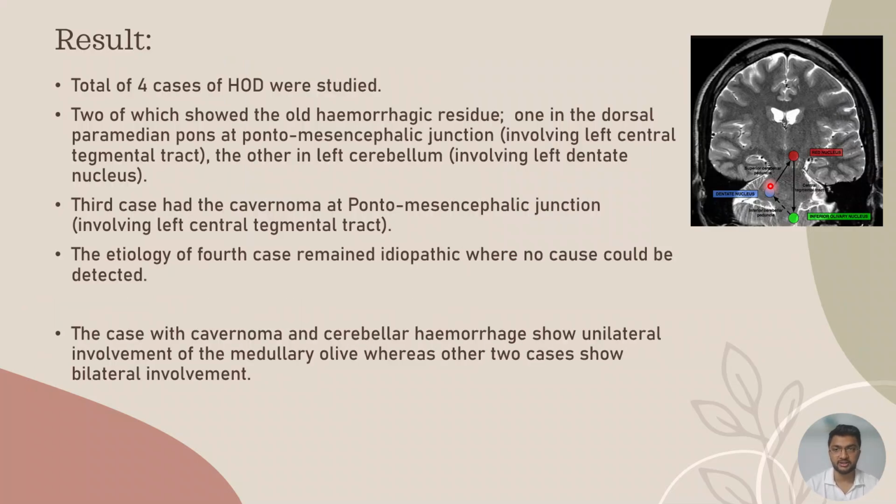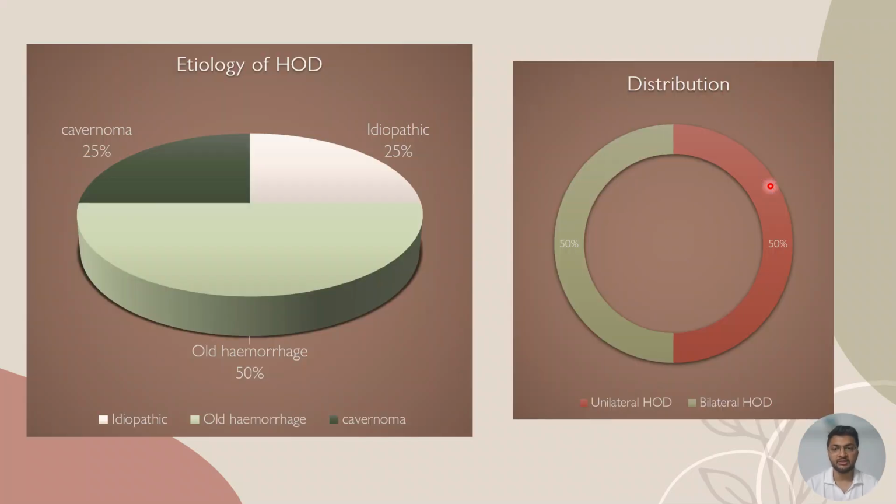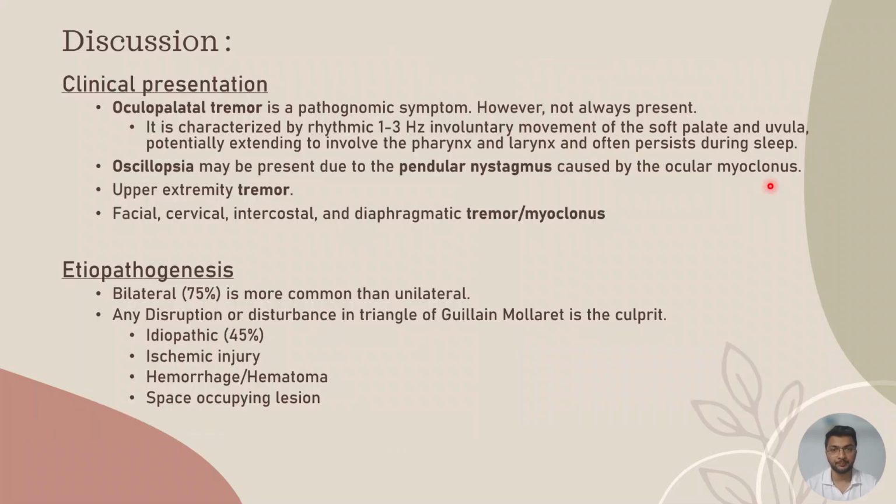So there is a probable insult of the dentate nucleus on the left side by an old hemorrhagic insult with resultant contralateral hypertrophic olivary degeneration. Result: a total of 4 cases of hypertrophic olivary degeneration were studied, 2 of which show old hemorrhagic residue, one in the dorsal pons at the pontomesencephalic junction involving the left-sided central tegmental tract, the other in the left cerebellum involving the left dentate nucleus. The third case had the cavernoma at the pontomesencephalic junction involving the left central tegmental tract. The etiology of the first case remained idiopathic, where no cause could be detected. The cases with cavernoma and cerebellar hemorrhage show unilateral involvement of the medullary olives, whereas the other two cases show bilateral involvement. This is the pie chart depiction of the results of my paper.